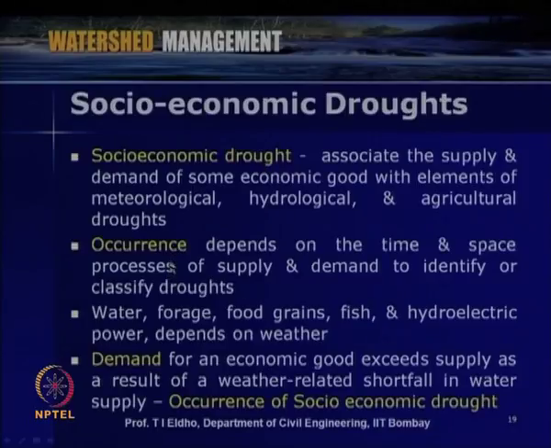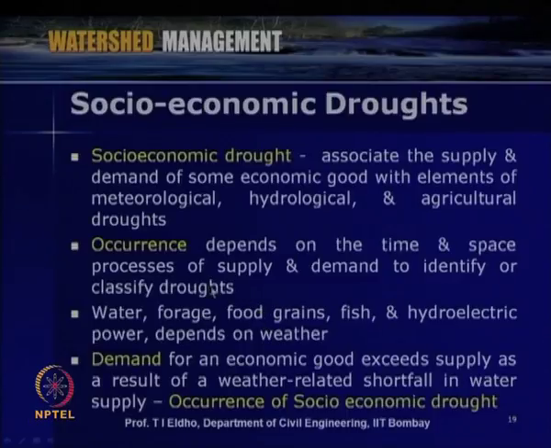The occurrence of socio-economic droughts depends on the time and space process of supply and demand, to identify or classify the droughts. What time the drought takes place, how long it takes place, and at what location. Accordingly, the socio-economic drought occurrence will be there. Water, forage, food grains, fish and hydroelectric power, all these depend upon weather, and correspondingly the economic activities vary.